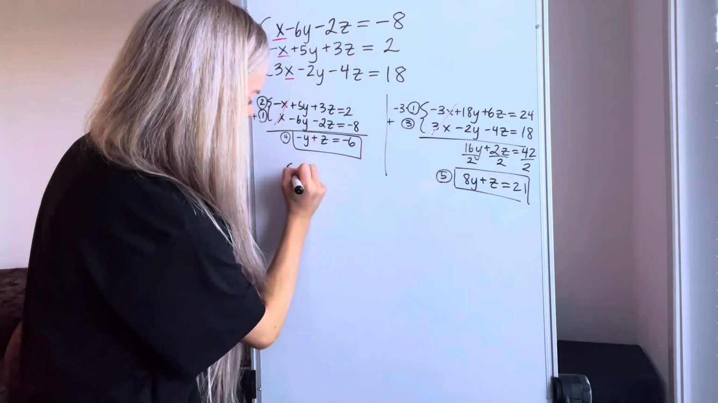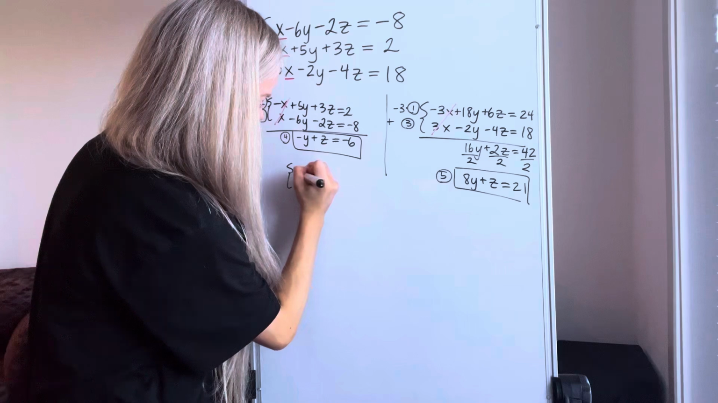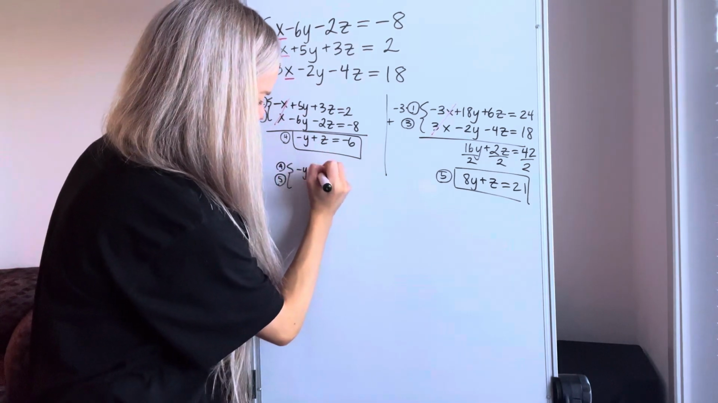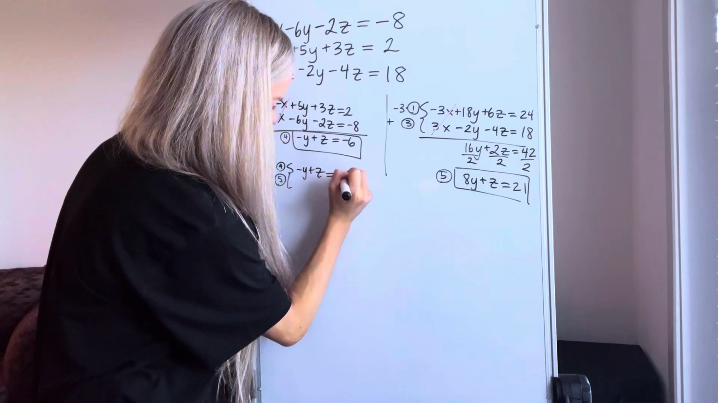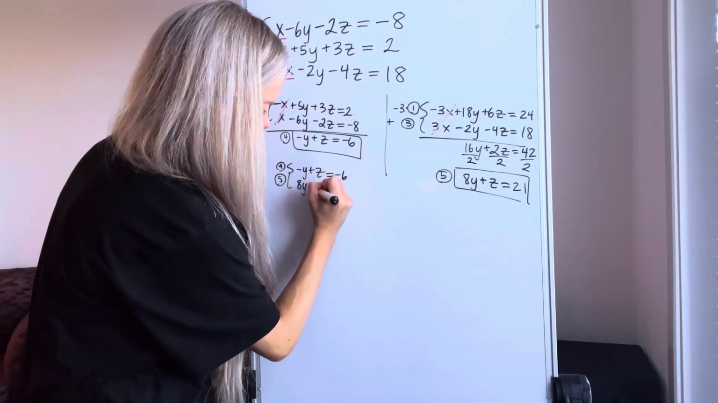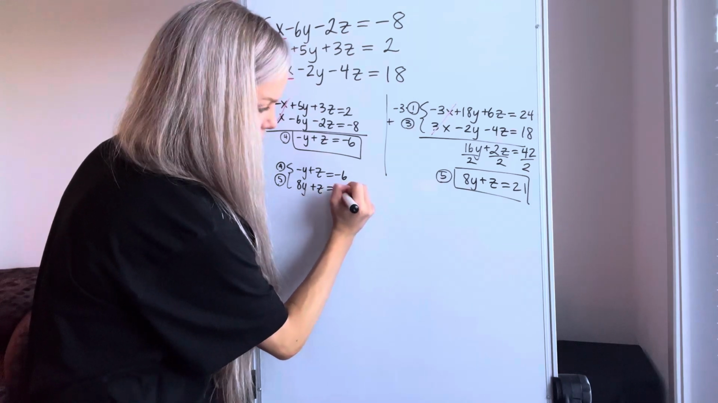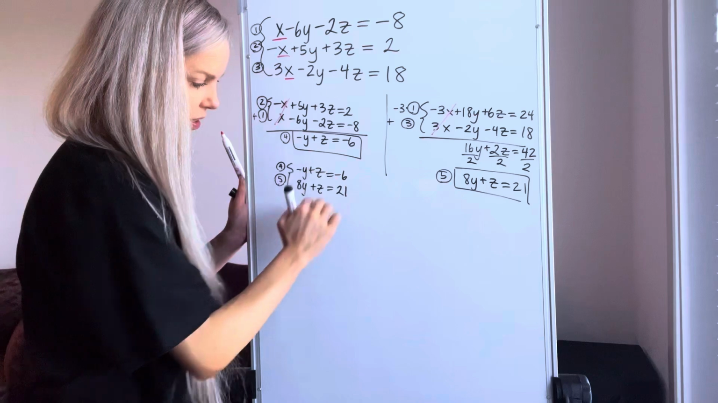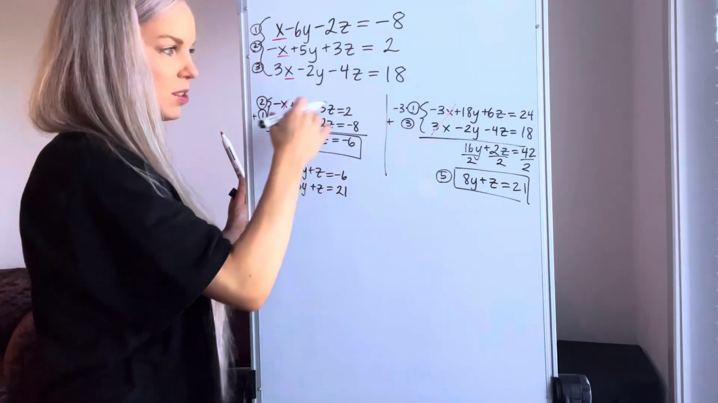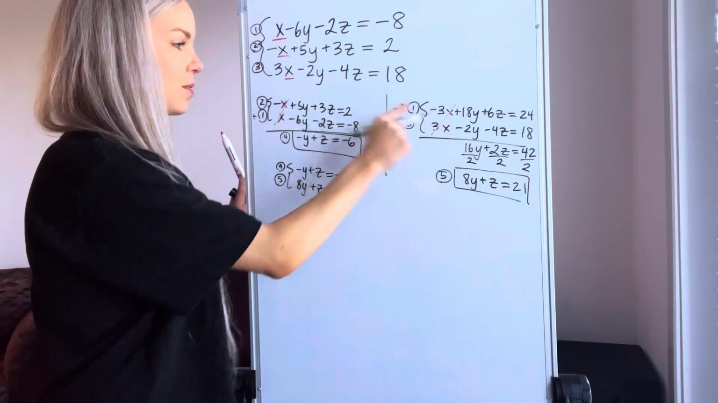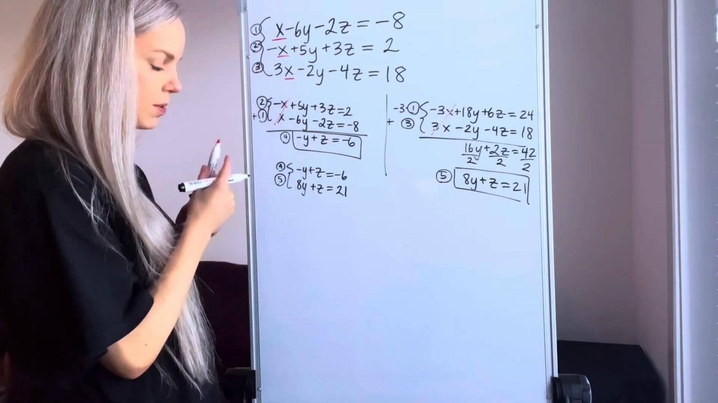Now my 2 by 2 system from equations 4 and 5 has negative y plus z equals negative 6, and then 8y plus z equals 21. I have y's and I have z's. If you still have an x, that means you didn't cancel the x in both equations. That's why it's so important that you cancel the same variable in both steps.